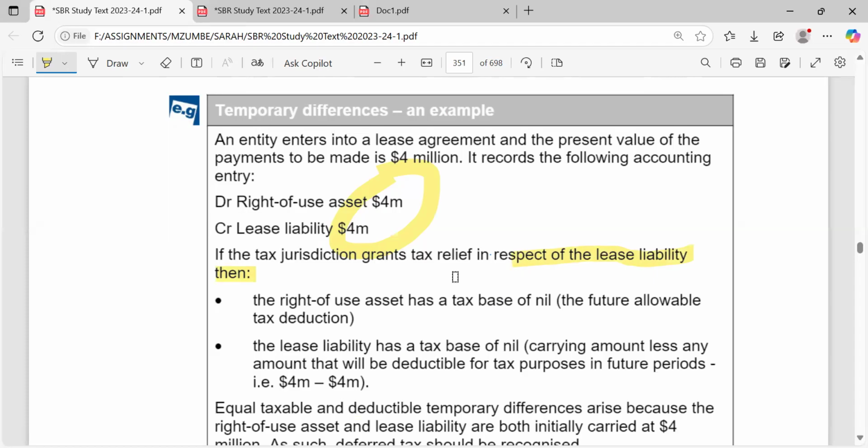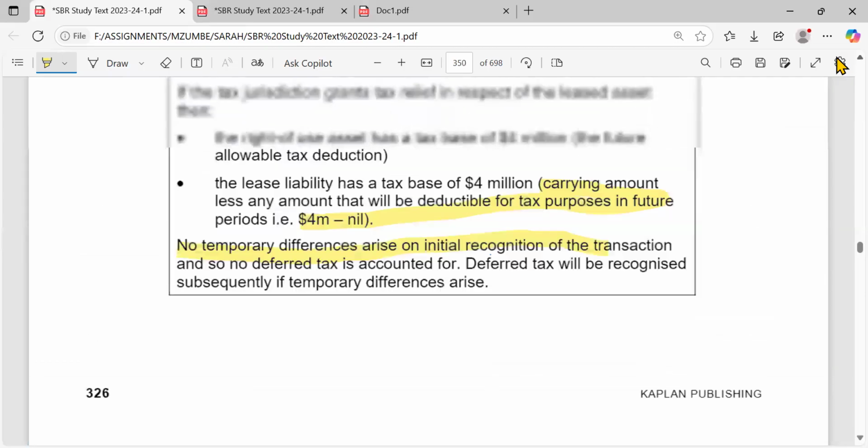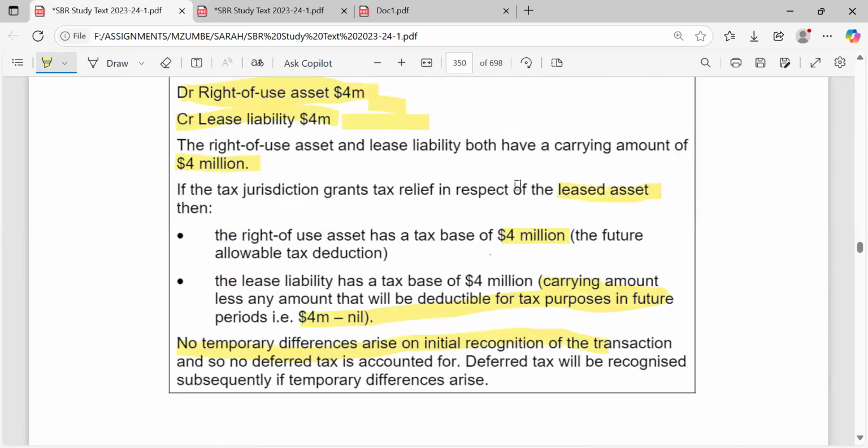And if that is the case, then we mean the tax base is 0 because no depreciation is allowed for tax purposes. So we say the right of use asset has a tax base of 0. You see, if it has a value of 0, what would we mean now? It means the carrying amount is 4 and this one is nil. You can just compare it to the previous one, right? You can see what happened in the previous one. This one is 4, but there the carrying amount was also 4. You see, there was no difference.